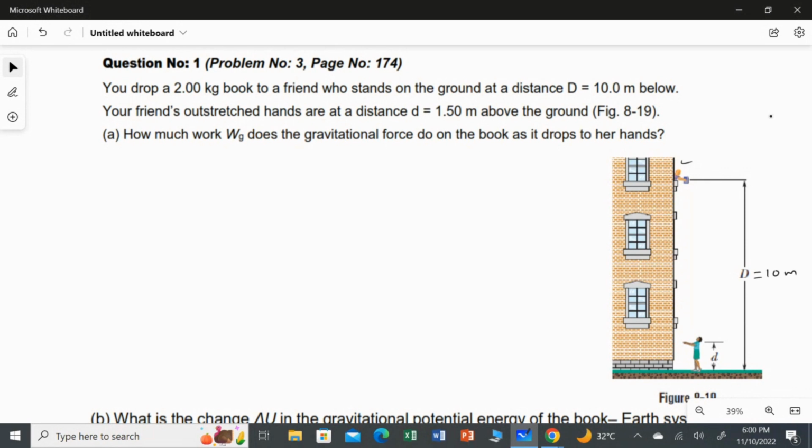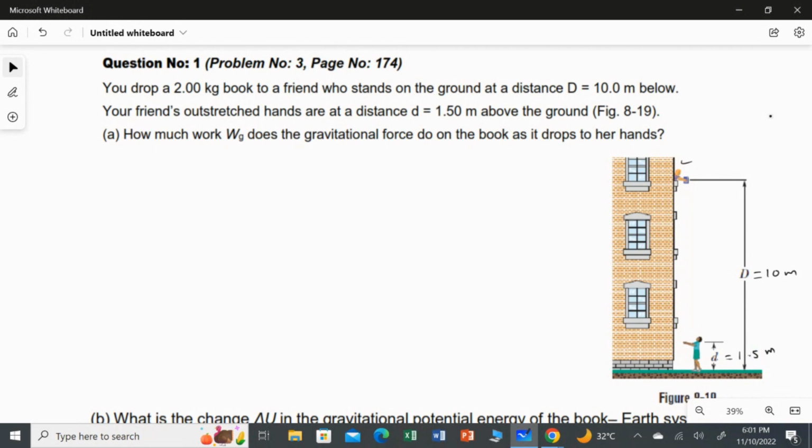Your friend outstretched hand at a distance d which is equal to 1.5 meter above the ground. So now in the second line they mention the information about this person, and he is exactly outstretched his hand, and from the hand to the ground the distance is mentioned as 1.5 meter. Clear?